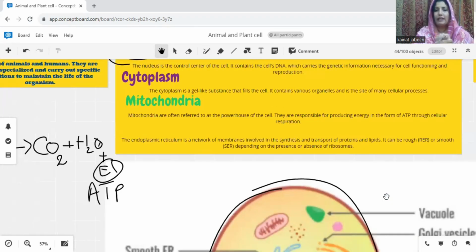Okay, let's move back. The next organelle that is present in the animal cell is the endoplasmic reticulum. Endoplasmic reticulum is a network of membrane involved in the synthesis and transport of proteins and lipids. It can be rough endoplasmic reticulum or smooth endoplasmic reticulum, depending on which type it is. If the ribosomes are present on its surface, we call this rough endoplasmic reticulum. And if ribosomes are not present, we call it smooth endoplasmic reticulum.